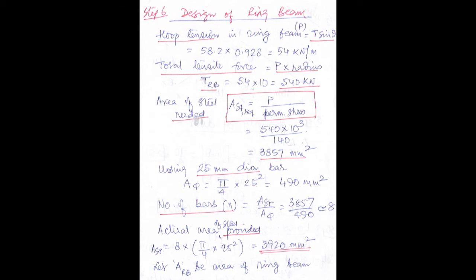Now the area of steel required, how can we find it out? AST required is equal to P divided by permissible stress.